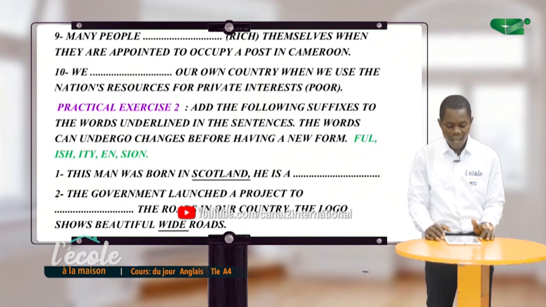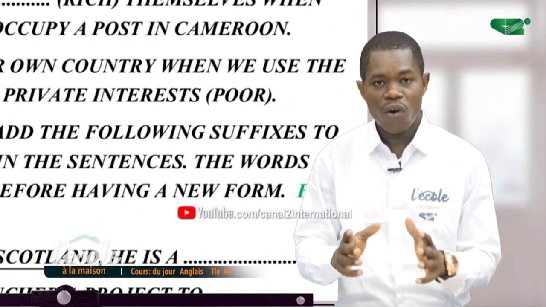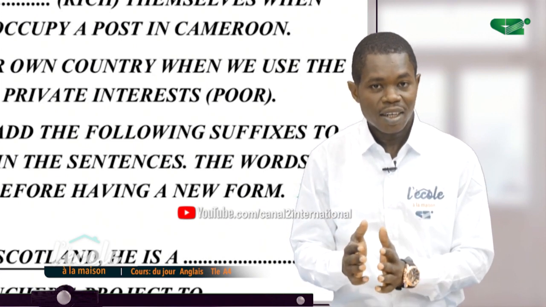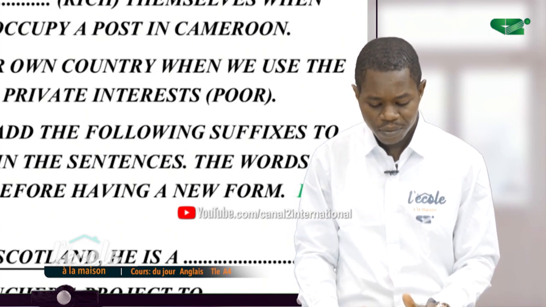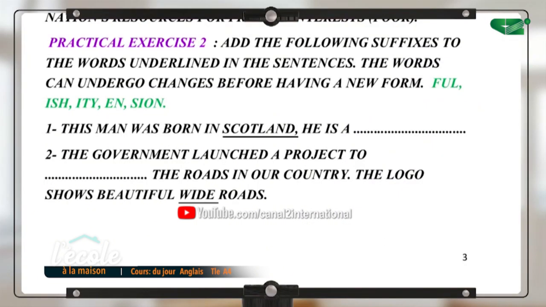The suffixes are ful, ish, ity, and tion. I want to explain something. We said in the exercise that certain words can undergo some changing before obtaining the very word we want you to produce. 1. This man was born in Scotland. He is a (Scot). So it is up to you to look for the proper form of the word underlined, and then you write in the space provided.